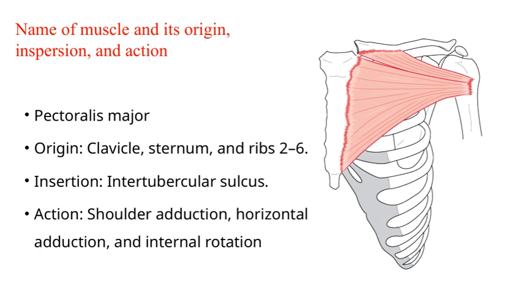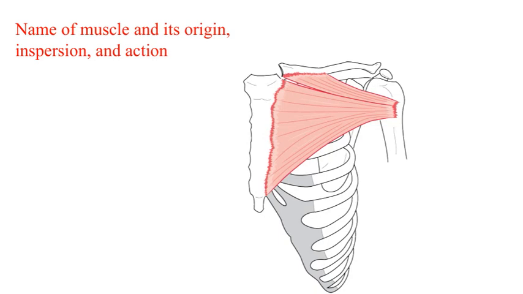These actions are vital for many daily activities and athletic movements, especially those involving pushing or lifting. Understanding the origin, insertion, and actions of this muscle helps us grasp how the shoulder complex moves and stabilizes during various tasks. Let's take a closer look at this slide, which focuses on the name of the muscle along with its origin, insertion, and action. Understanding these key points is essential because they help us grasp how each muscle functions within the body.